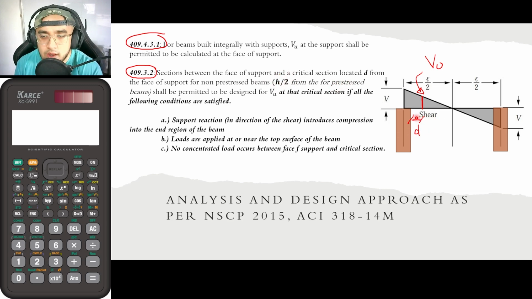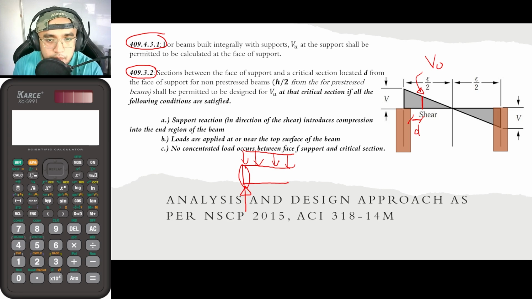Anyway, so again, we would now be getting the value of d, or the effective depth of your beam, and get its distance from the face of the column. So in here. And we can only make use of this provision if and only if A, the support reaction in the direction of shear introduces compression into the end region of the beam. So what does that mean? So suppose that this is your beam, or the side of your beam, and let's say that this is now your support reaction, and let's say that we have uniformly distributed loads here. So at the end region of the beam, there is actually the presence of compression.